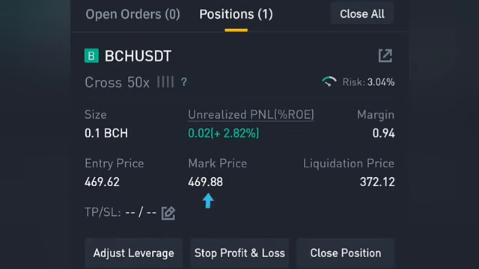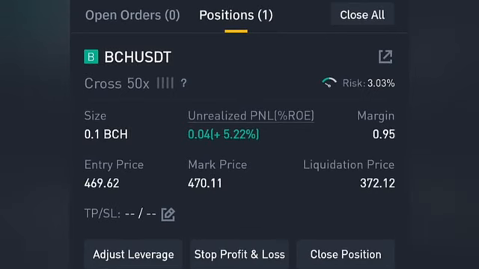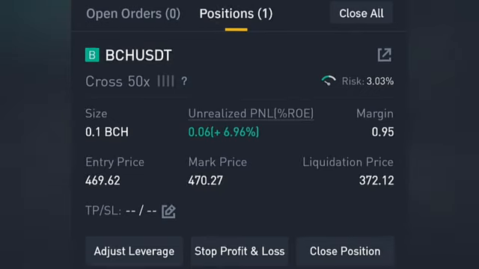The market price is the current price of the asset. The current price is around 469.77. The market hasn't even moved like that, but the return on equity is already up because I am using leverage. Right now I am on 50x leverage.